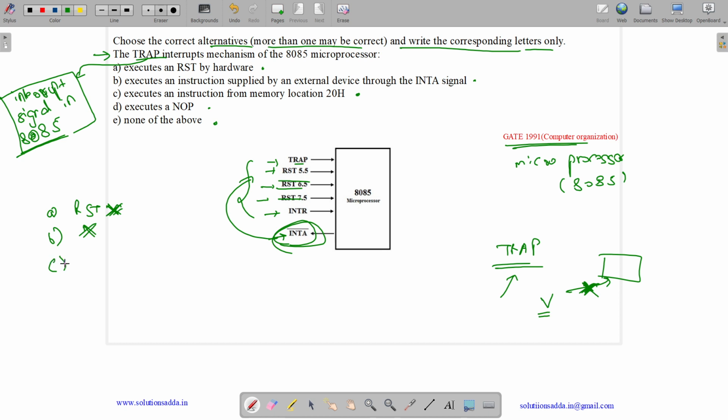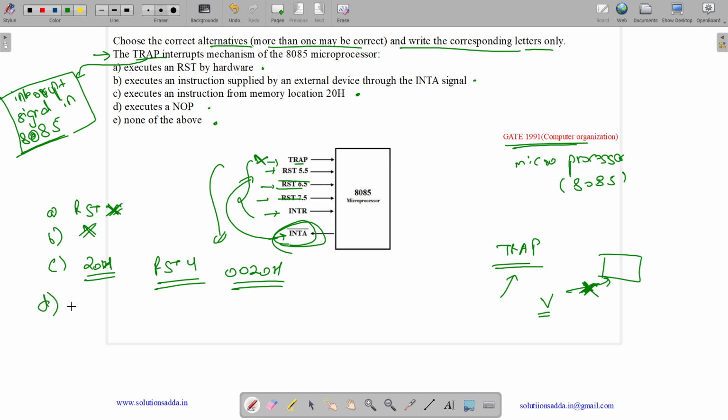Option C. Executes an instruction from memory location 20H. Okay, so all these interrupts have different memory locations, but here RST4 has basically the memory location 0020H hexadecimal location, and not the trap. Trap has a different memory location. So option C is also false.